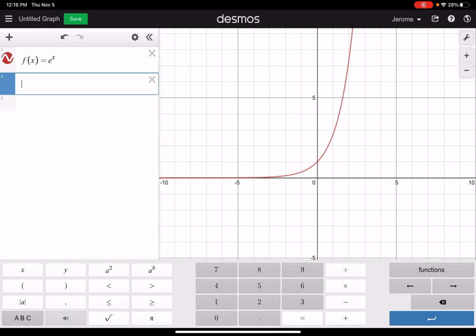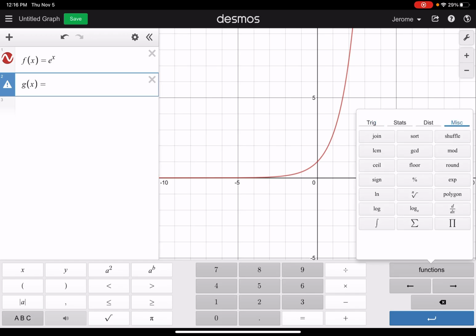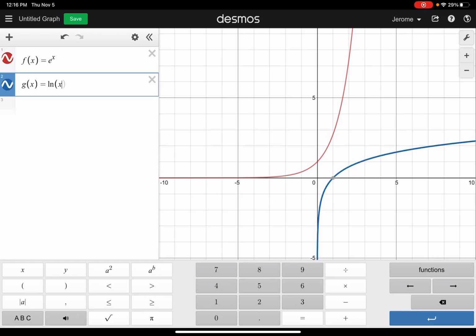As I expected. Let's do g of x for the second one, and let's make that equal to the natural log of x, the inverse of that function. And then there's that function. And as we mentioned before, when you switch the x and the y, that reflects your graph across the line y equals x. And now let's do a composition.